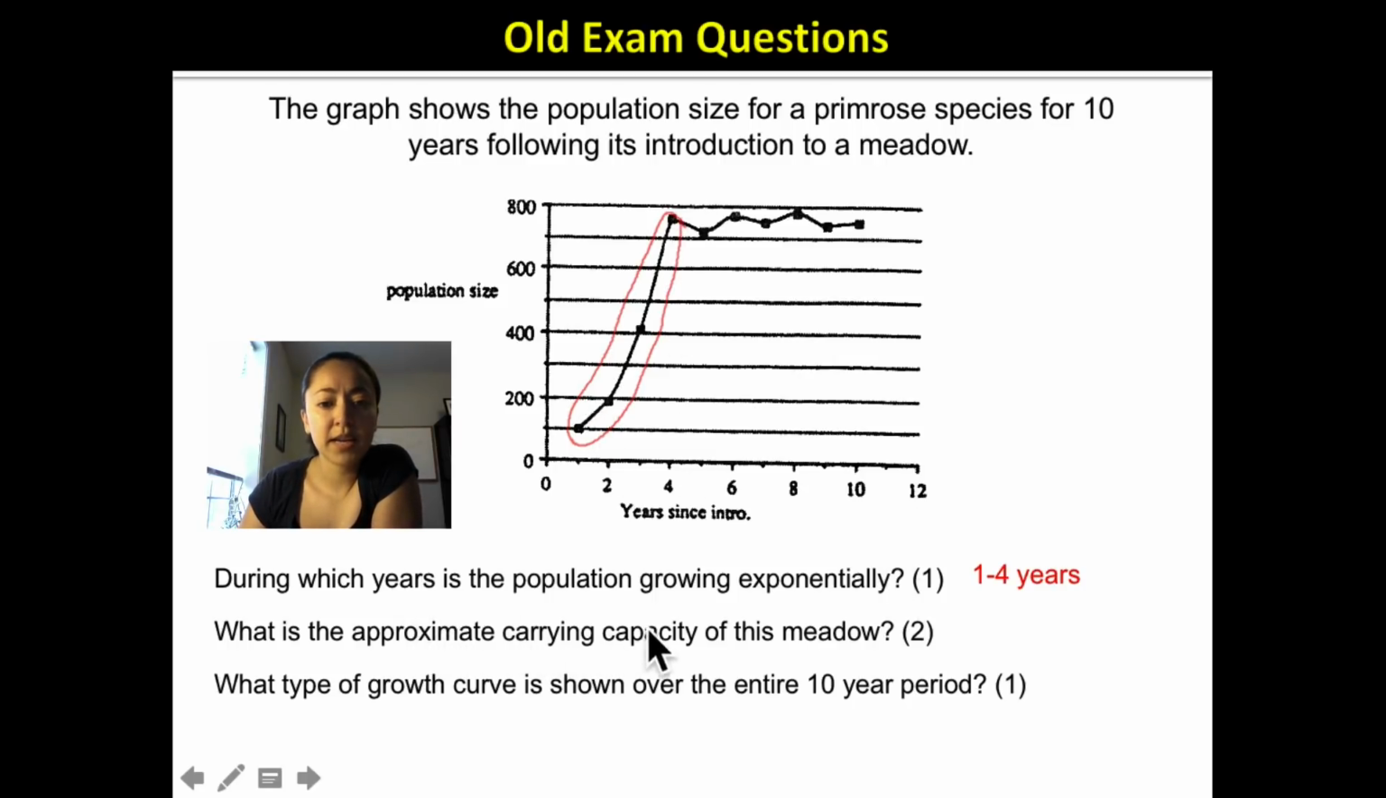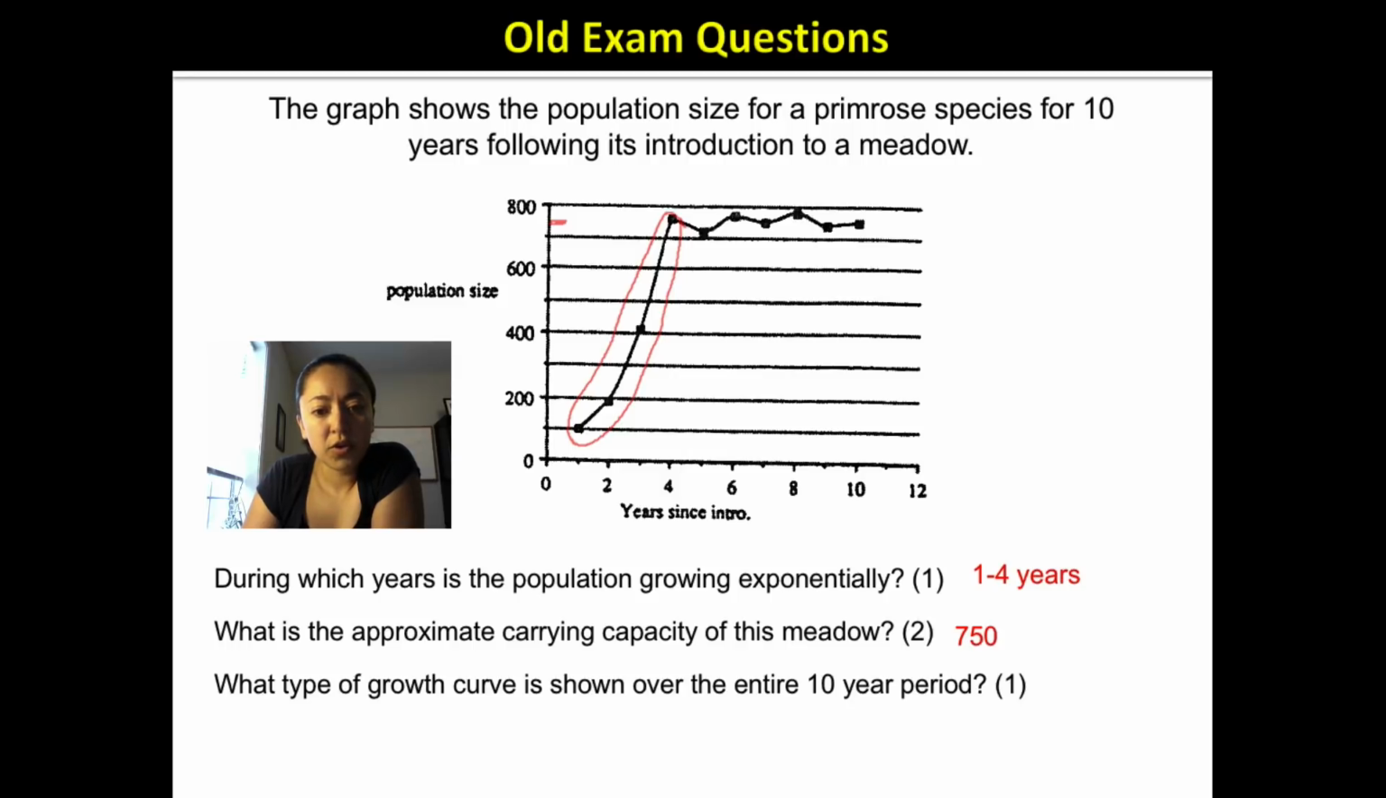What is the approximate carrying capacity of this meadow? Remember, you don't want to choose the maximum. Carrying capacity is the average here. So if we were to estimate the average of these peaks and valleys here, I would say the average is around here. So maybe around 740 to 750 would be correct for that.